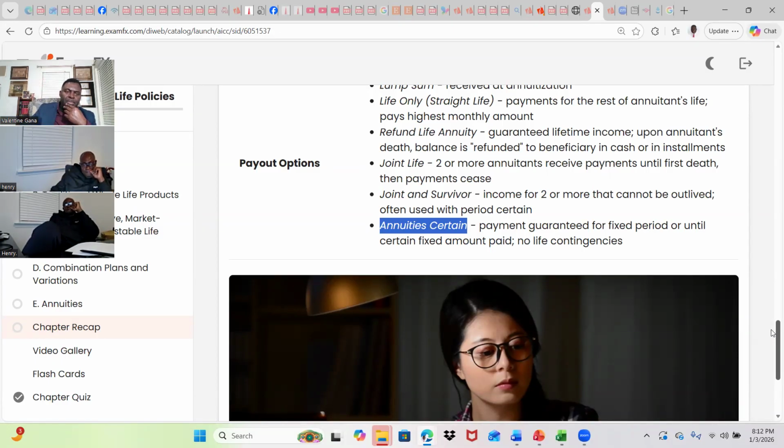Yes. So that's fixed period. There's also fixed amount, which means they'll pay you a fixed amount every month or every year. If you die without exhausting the total amount of the annuity, then they pay the remainder to your beneficiary.